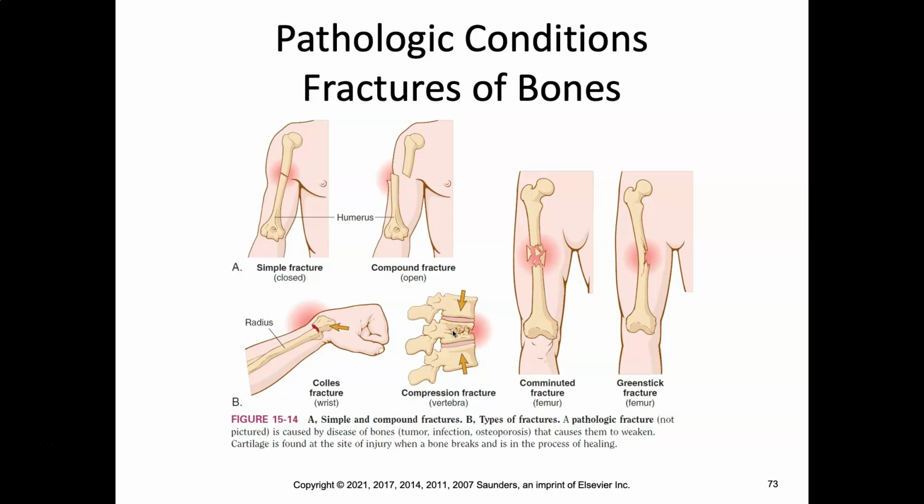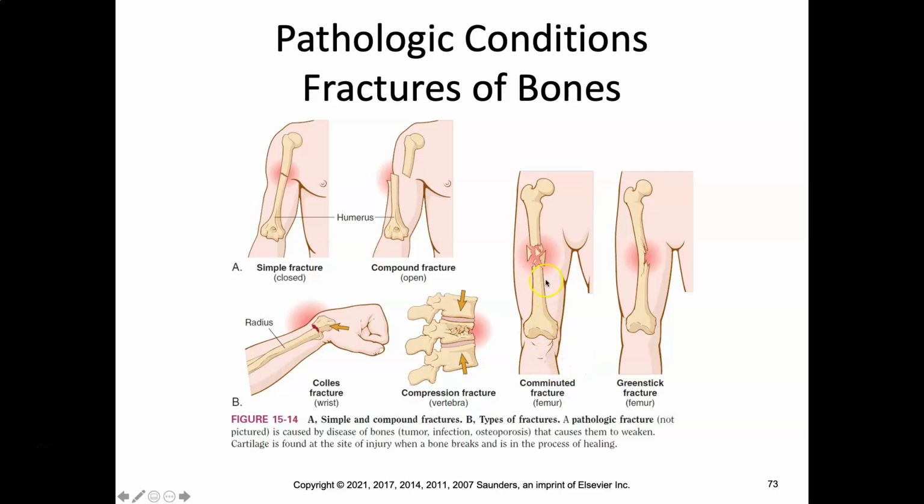Compression fractures can also happen due to trauma. If there's enough pressure on the vertebrae, it can essentially crumble if there's enough force, like in a major automobile accident or a motorcycle accident, those types of major trauma.